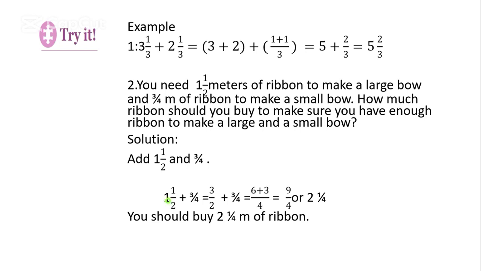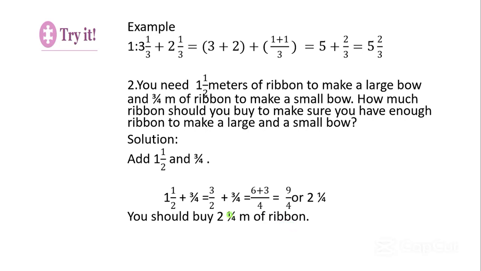2 times 1 is 2, plus 1 is 3 over 2, then plus 3 over 4. Since they are not similar fractions, we need to find first their LCD. So for 2 and 4, the LCD is 4. 4 divided by 2 is 2 times 3 is 6. So 6 over 4. 4 divided by 4 is 1 times 3 is 3. So you get 6 plus 3, 9 over 4. That is equivalent to 2 and 1/4 meters of ribbon.